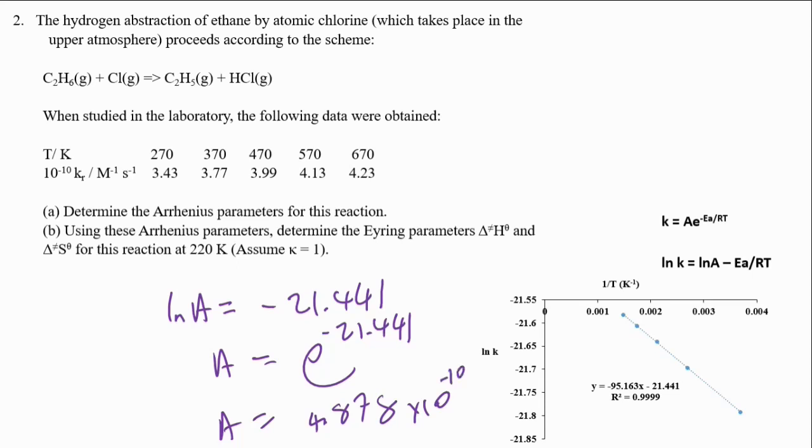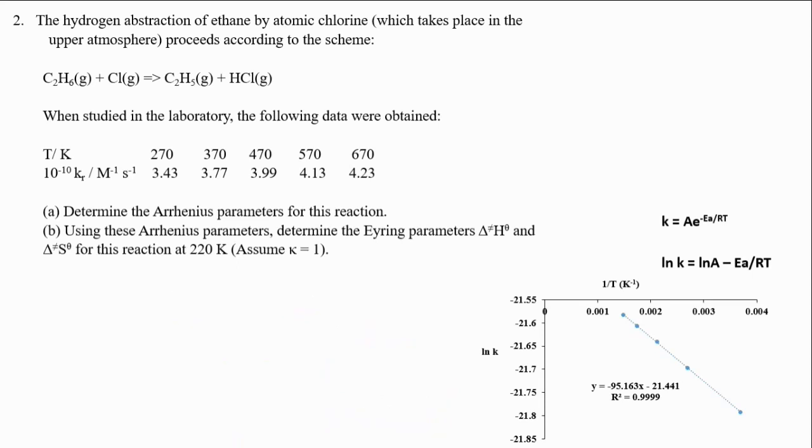10 to the minus 10. All right, that's what we have for our value of A. Okay, and now of course we need to retain that because we are going to use these parameters as requested by the question to figure out Eyring parameters, delta H and delta S. All right, so we have to now think about the Eyring equation.